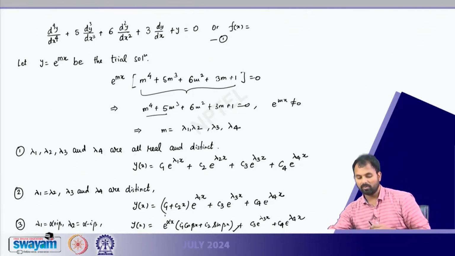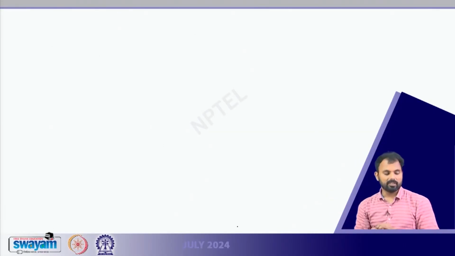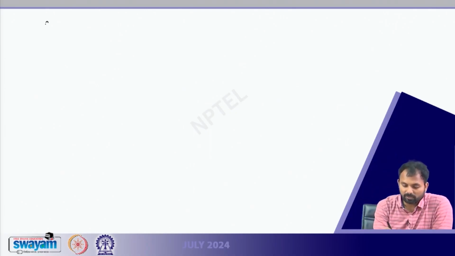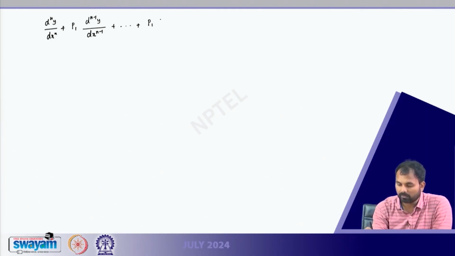Now, the interesting part is when you have the right hand side as a function of x. So then how do we handle it and what do we do? That is an important question here. So suppose we are given d^n y/dx^n + p1 d^(n-1)y/dx^(n-1), and this will continue up to p(n-1) dy/dx + pn y = X. Let us call it equation number 1.